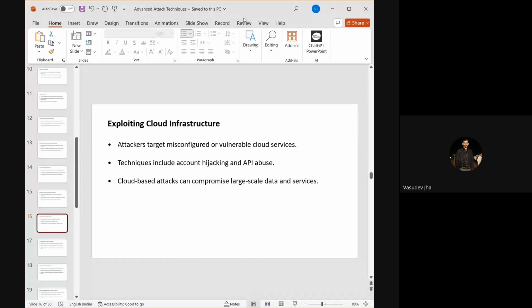Can anyone say what is the difference between capture and hijack? Sir, hijacking is basically like an active form of attack, and capturing is like a passive form.